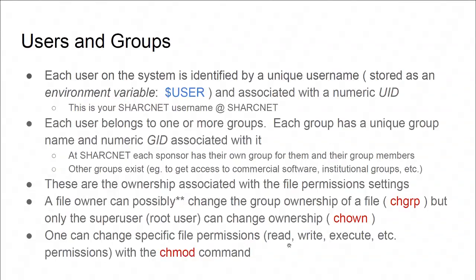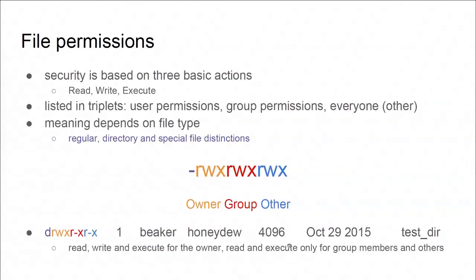You can change specific file permissions, read, write, execute, using the chmod command. So I'll just go forward and show you how the permissions are laid out. Security on a Unix-based system is based on three basic actions you can take on files or directories. We refer to them as read, write, and execute. They're listed in triplets, so you can see for each file from that ls output, there's a section for owner, the first three, the middle is for the group, and the last three is for other.